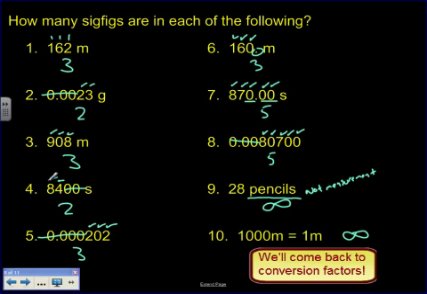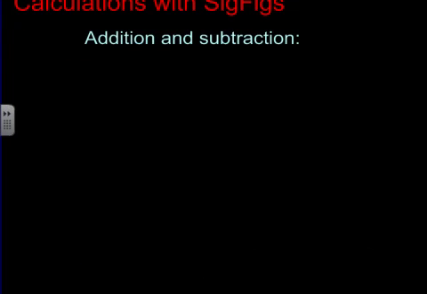And that, by the way, is stated wrong. It's not 1,000 meters equals 1 meter. It's 1,000 meters equals 1 kilometer. So what does this have to do with calculations? How does this work out? Because this is where it really matters for us in chemistry.